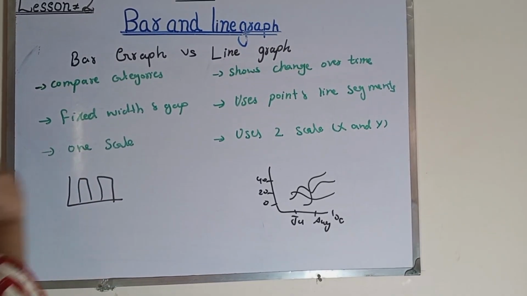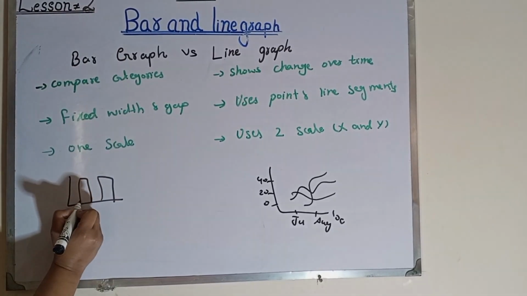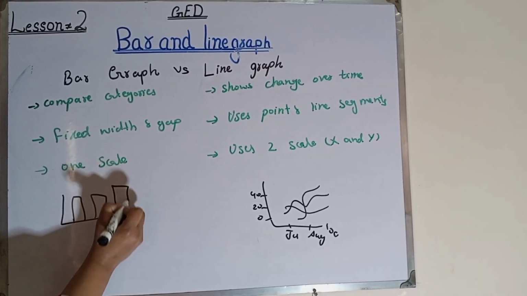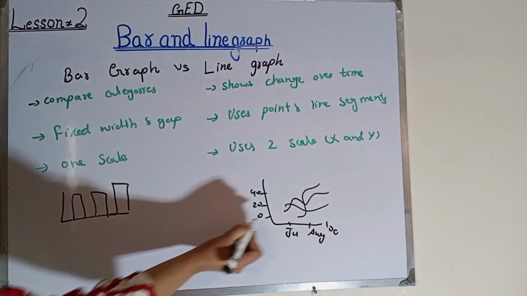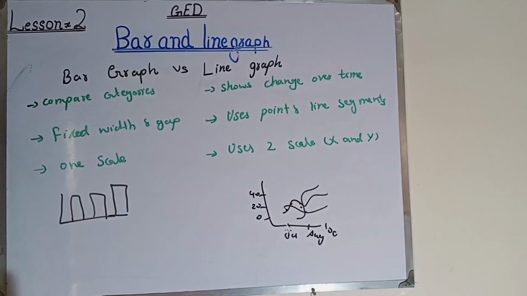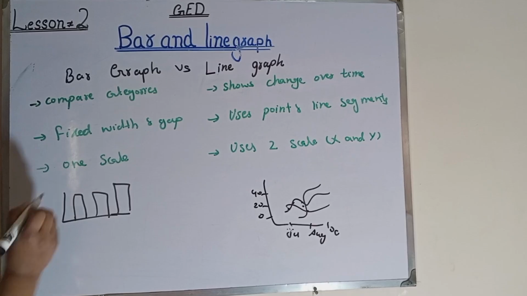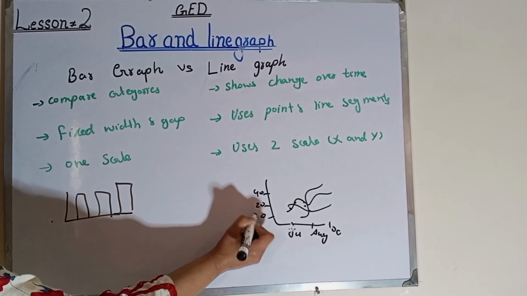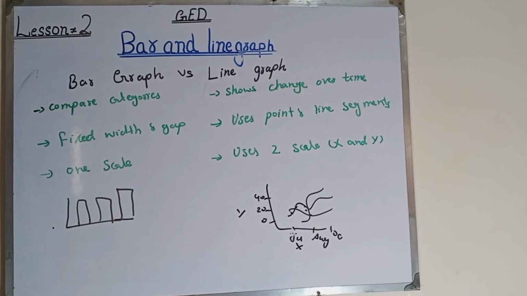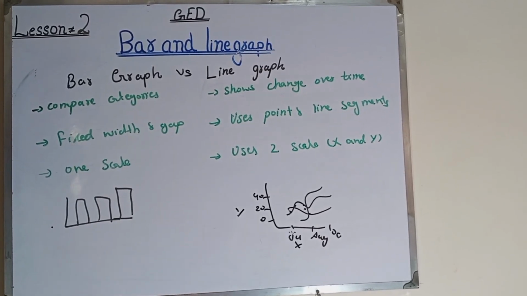Bars have fixed width and gap: the width will be fixed and the gap between them will be fixed, but heights can change. Line graphs use points, in which we draw the line. It's one scale, but it uses two scales, X and Y. I hope you completely understand the bar and line graphs.